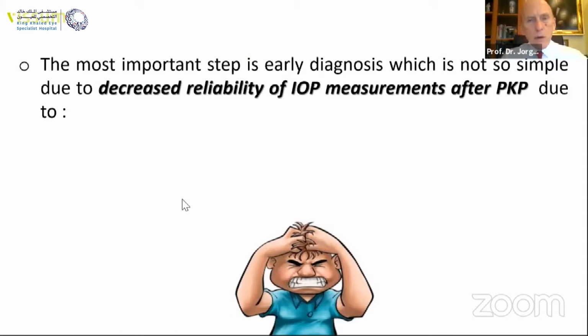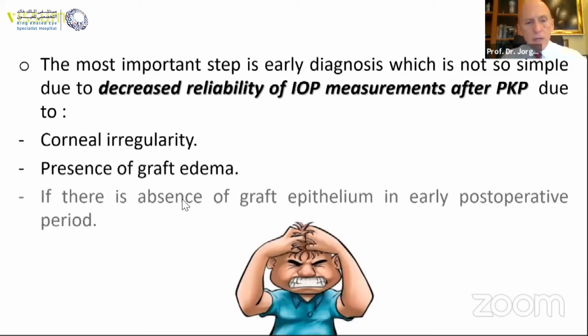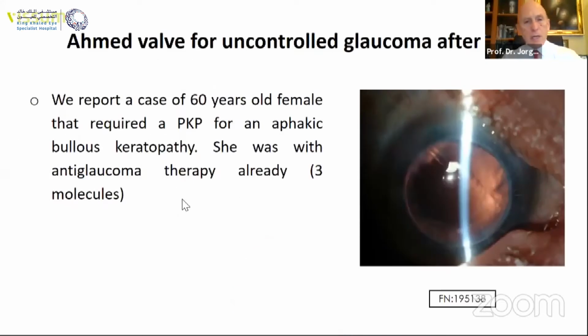Use Goldmann tonometry, but Goldmann tonometry many times is not possible or is not reliable, and you have to end up using just your fingers to check if the pressure is high, something that obviously is not adequate or scientific. So corneal irregularity, graft edema, graft epithelium, if absent, all of them are major inconveniences for the measurement of the intraocular pressure in the post-op of these cases.